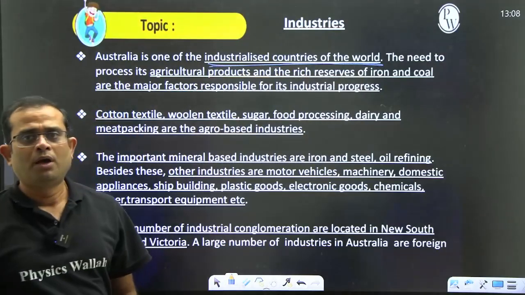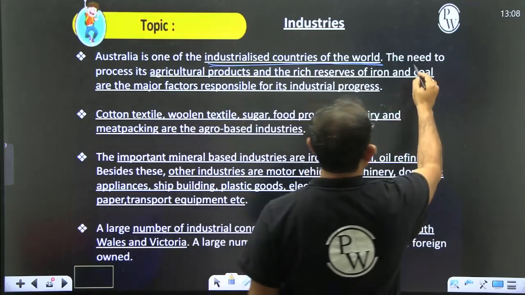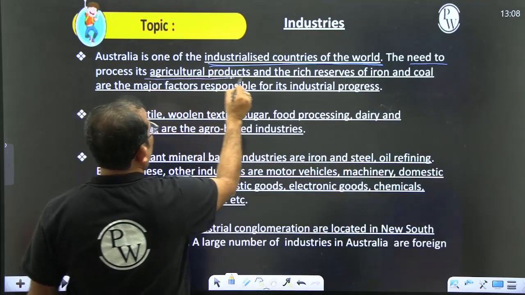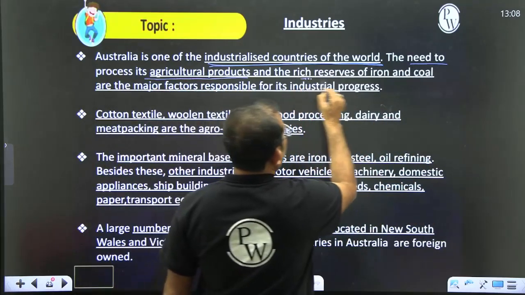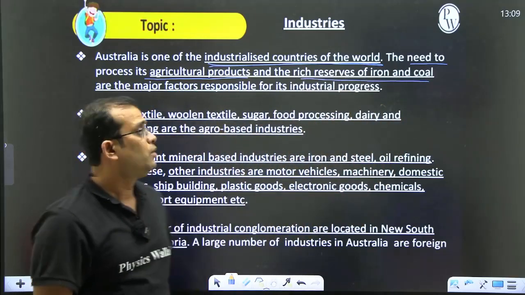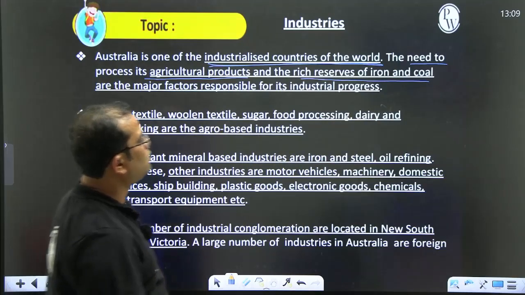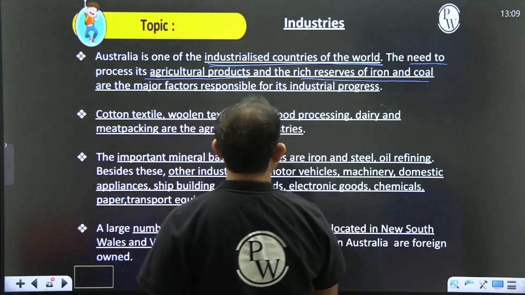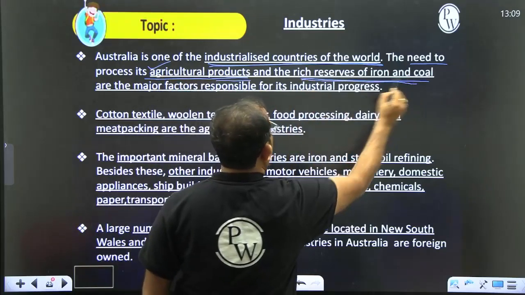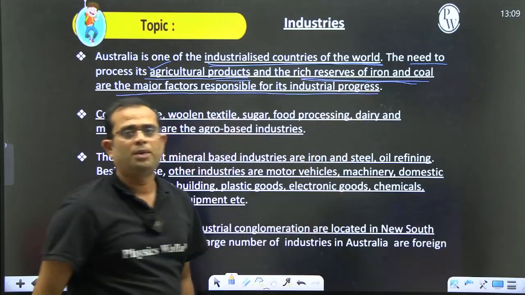Australia is one of the industrialized countries in the world. If we analyze, Australia is one of the leading industrialized countries of the world. The need to process its agricultural products and rich reserves of iron and coal are the major factors responsible for the industrial progress.